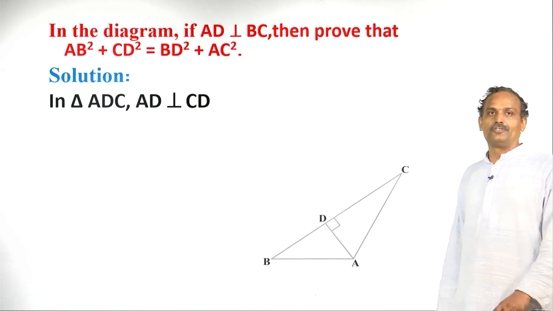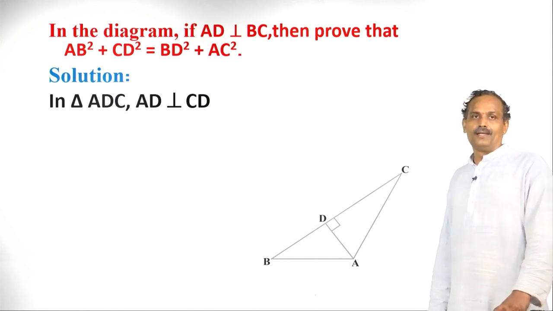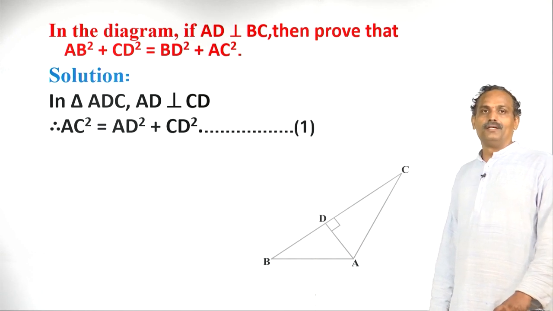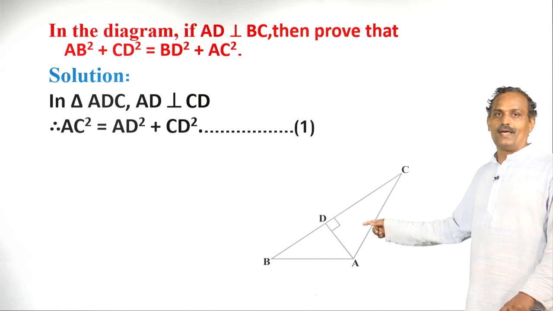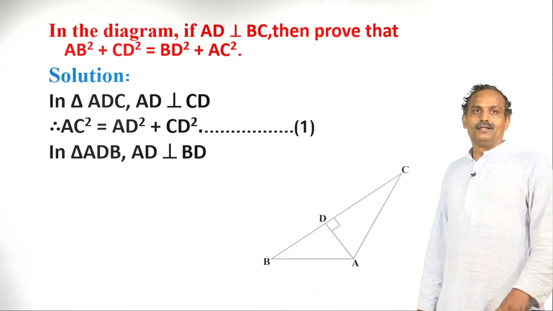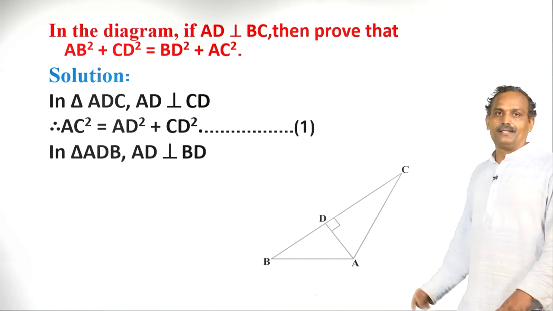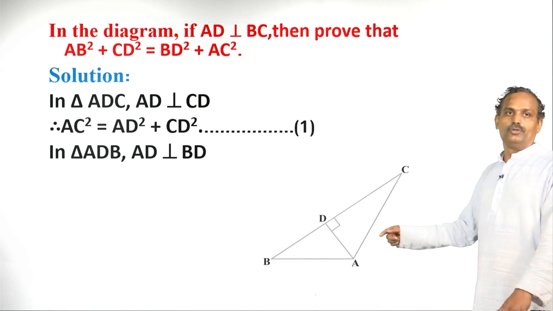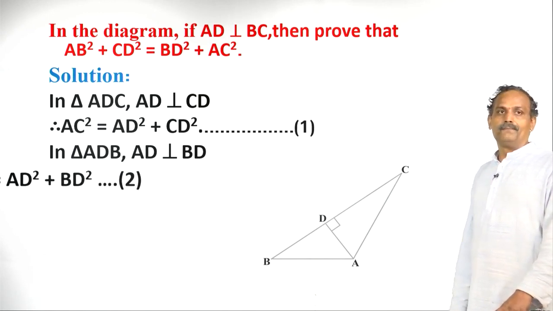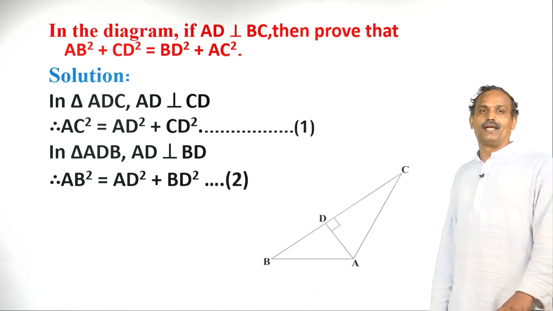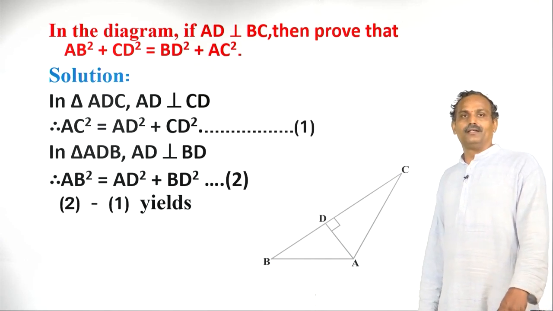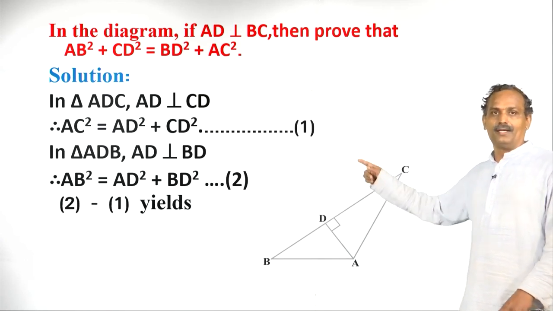By seeing the diagram itself, as AD is perpendicular to BC, AD should be perpendicular to CD. Now, by using Pythagoras theorem, we can tell AC is the hypotenuse, therefore AC square is equal to the sum of the other two squares. Then, similarly, in triangle ADB, the triangle at the bottom, AD is perpendicular to BD, we can tell that AB square is equal to AD square plus BD square. So, let us call these two equations 1 and 2.